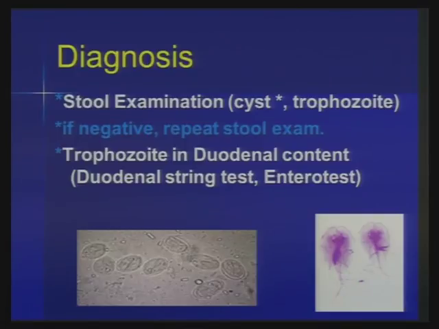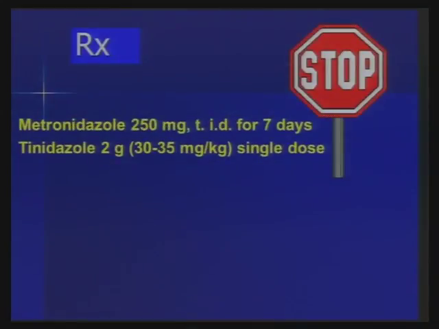So it's like magic. So do a stool exam for cyst or trophozoite, and if negative, repeat the stool exam. Repeat once or twice. So it's going to be clear for you once the lab sends you a result and they say negative. So do it again, 3 times. So you want to make sure. And this is the picture of the cyst, and this is the stain of the trophozoite. Simple and easy.